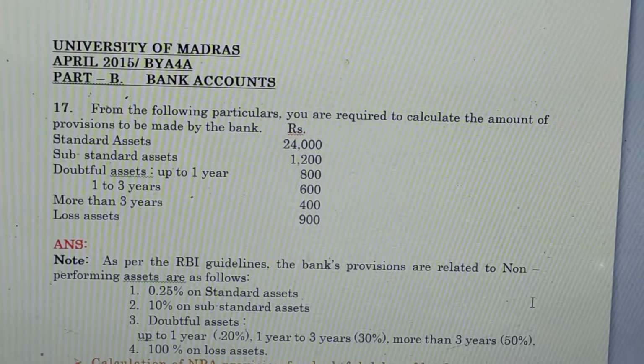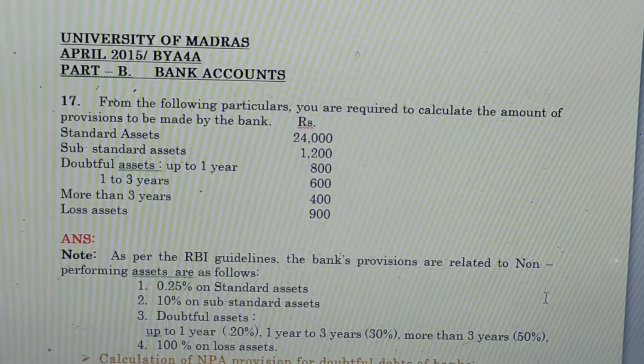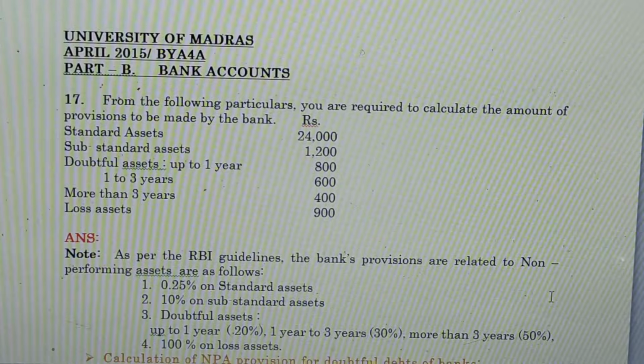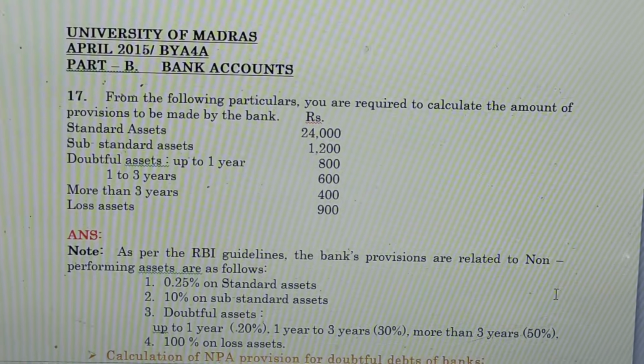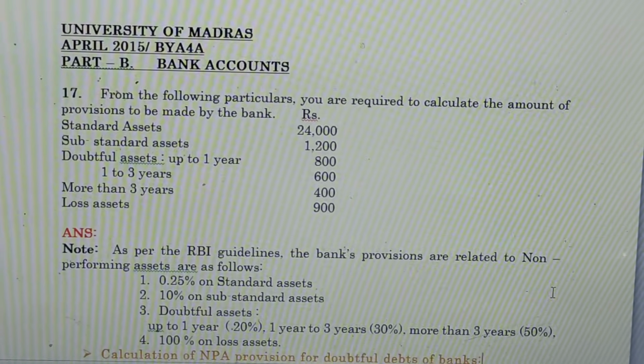Hello everyone, we are going to discuss the previous year question of Corporate Accounting 2 from University of Madras in April 2015 part B. This question is from Bank Account chapter. Let me read the question.